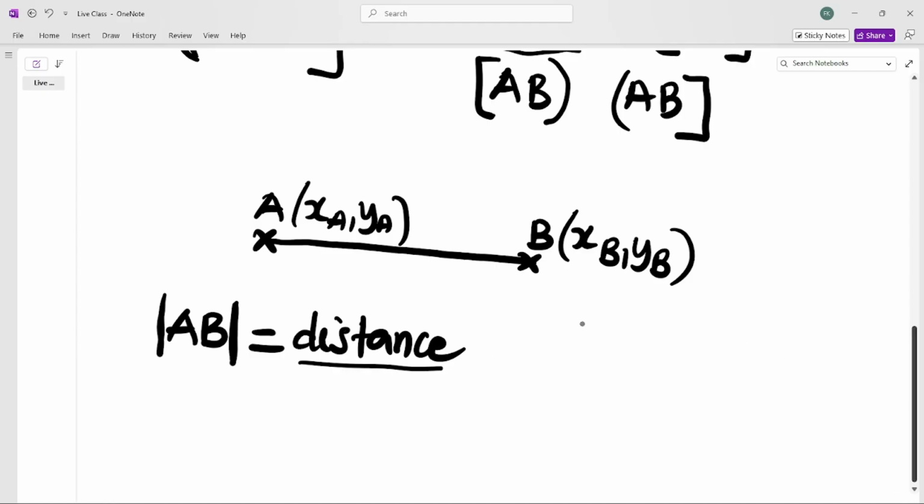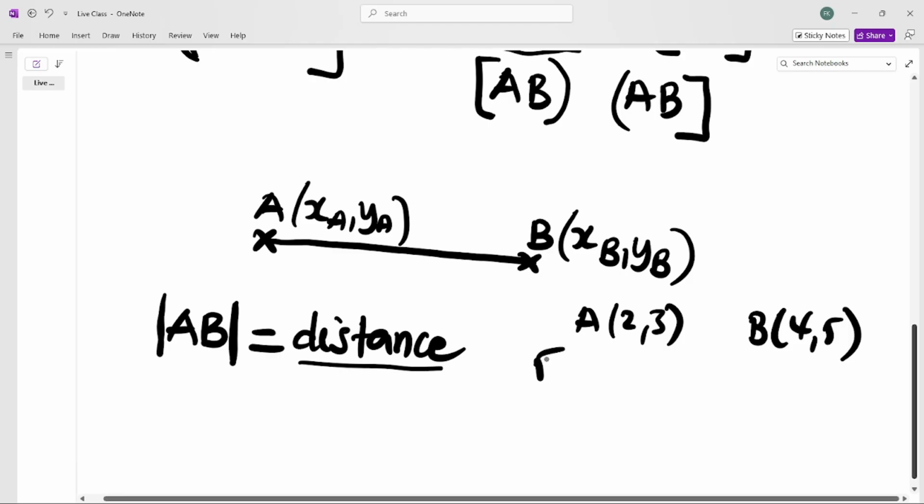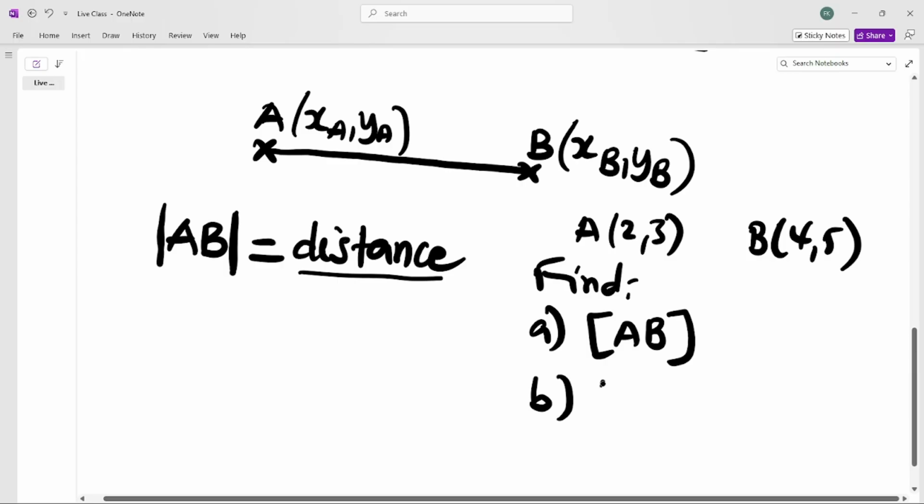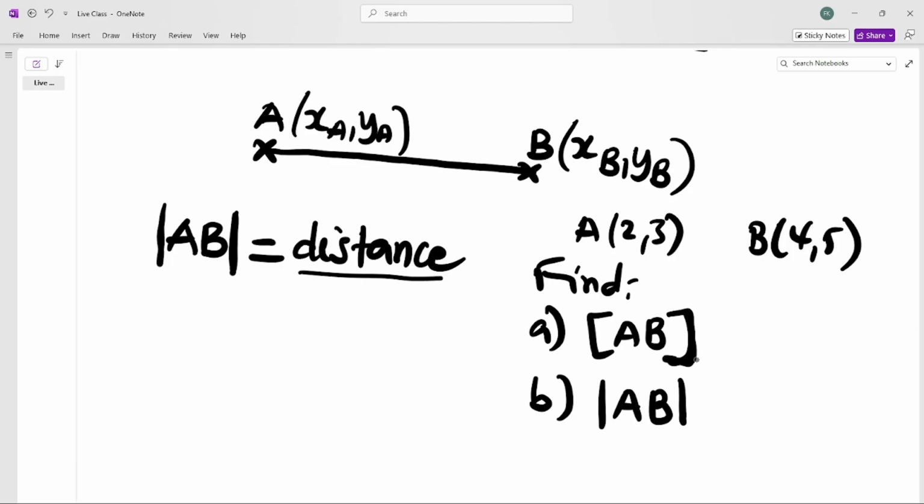So they can put a question like, they give you A (2, 3), B (4, 5), and they say find AB, and they write it like this, AB with straight lines around it. The first one is what? The first one is a line segment. The second one is what?